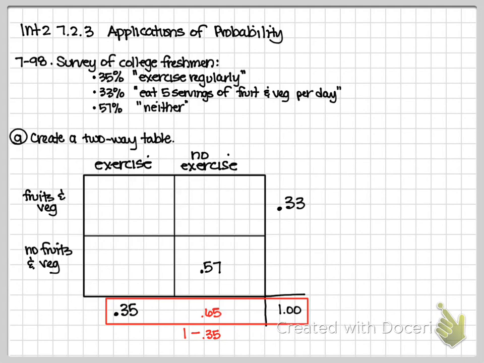And then I think I can do the same thing down the right-hand side. I know that the people who said yes to the 5 servings of fruits and vegetables are going to be part of the 100% of people. So I think I'm going to have to subtract here. So for this, I'm going to do 1 minus 0.33. That's going to give me 0.67. Now it's a puzzle. So let's see if we can fill some more stuff in. All right.